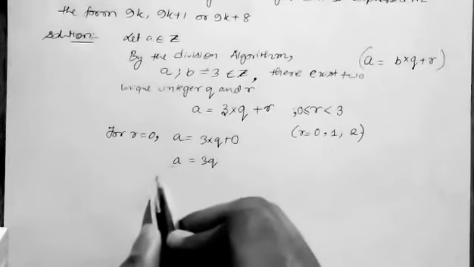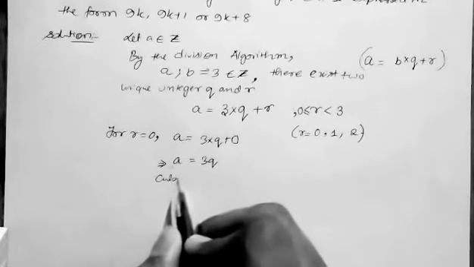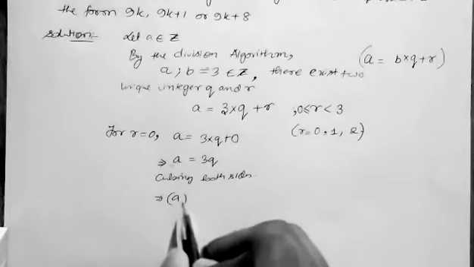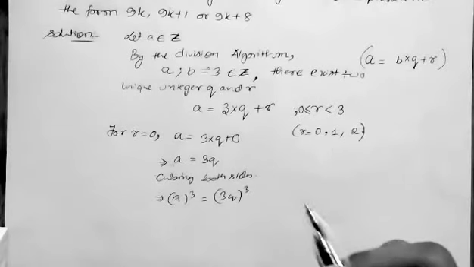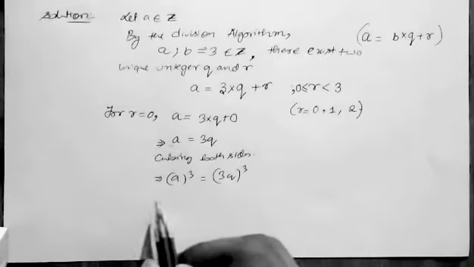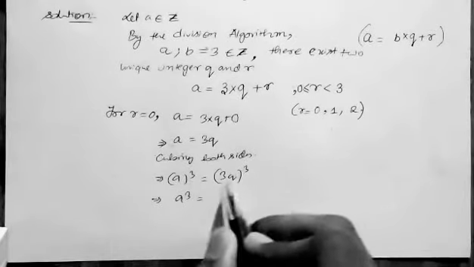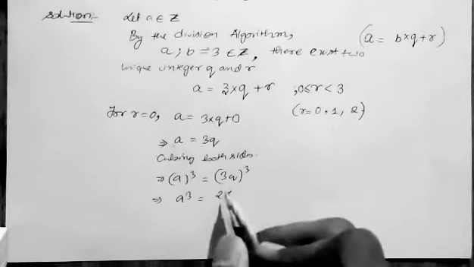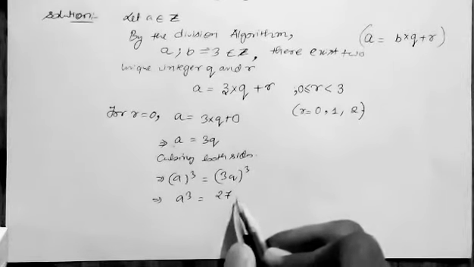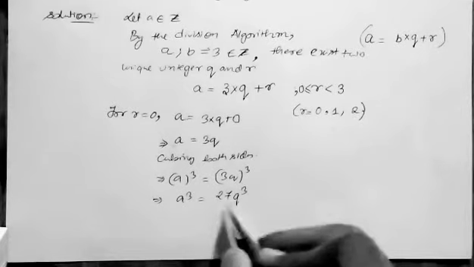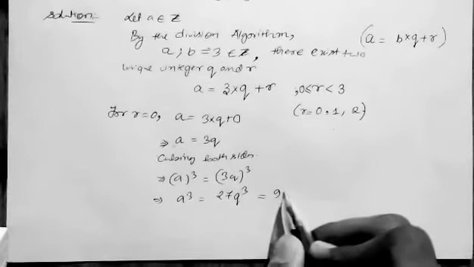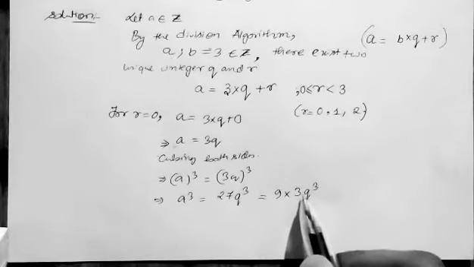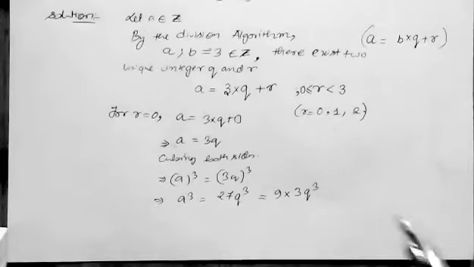Okay, so just write cubing both sides. So a cube equal to 3q whole cube. Yes, so a cube equal to 3 cube q cube, as these are product terms, so we can distribute the power. Yes, 3 cube is 27 and q cube. Okay, so we have got this. You can express it as 9 into 3q cube. Yes, you can express 27 as 9 into 3, which is 27. So you can express it like this.